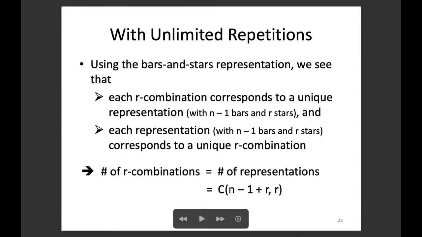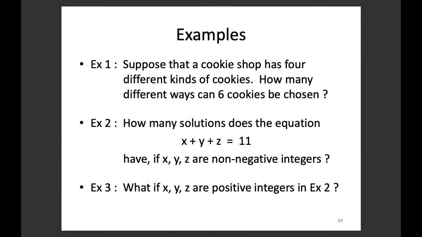Okay, so altogether, these represent the bars, these represent the stars, and then the total length is n minus 1 plus r, and then we need to choose which position we want to get the star. So choose r. Okay, so there are a couple of questions for you to try. In particular, this is usually a standard question.